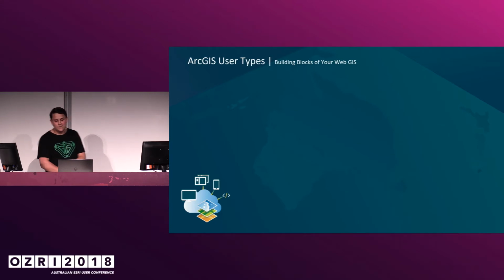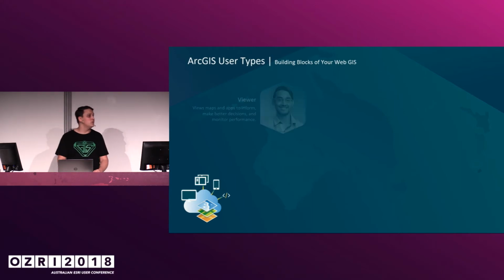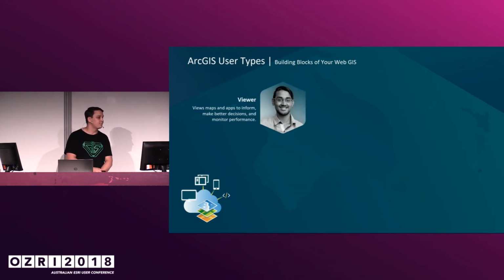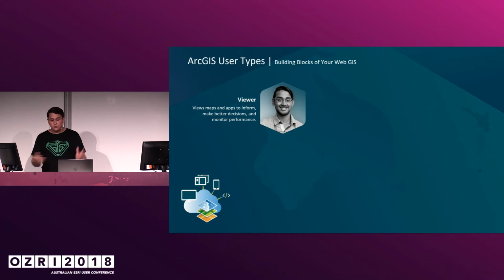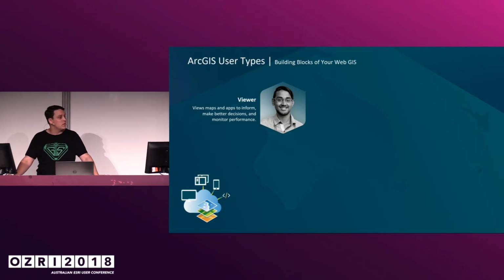So how do these identities actually look? Well, let me start you off with the equivalent of a level 1 user, the viewer. Able to securely view your team's maps, apps, monitor project performance through dashboards, and use location information to make decisions.